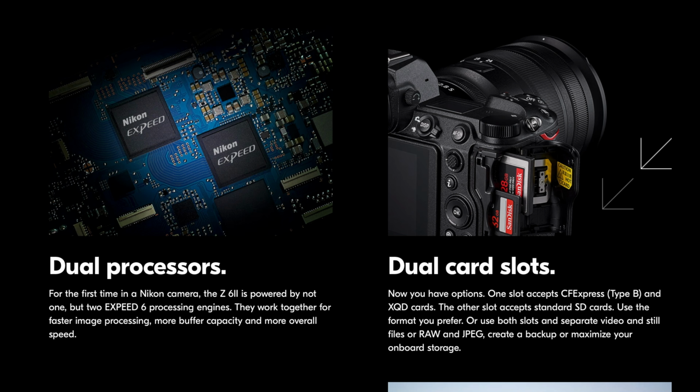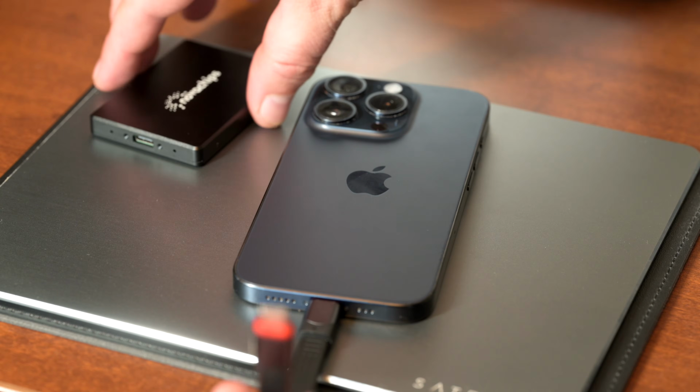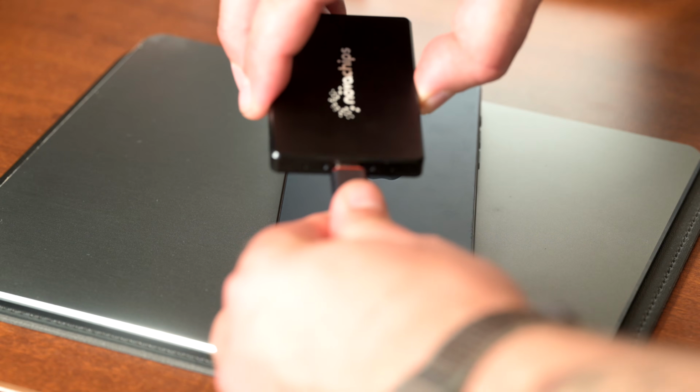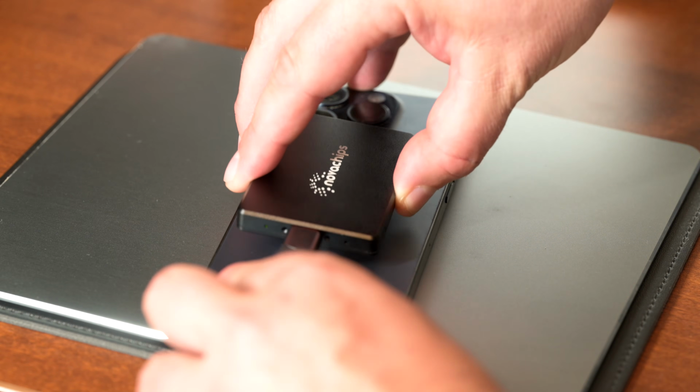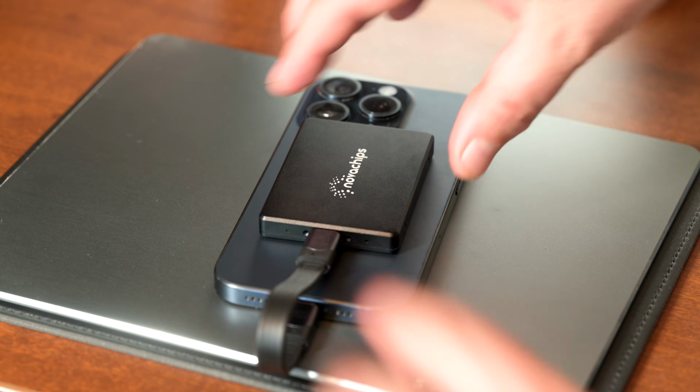The Z6 II added a second card slot, SD, and the Z6III follows suit. But none of these Z cameras, including the Z9 presently, allows redundant recording to the second card. And we can't record simply to an external drive like an SSD without something like an Atomos Ninja, which we can do with our phones these days via USB-C using something like Nova Chip's super-fast Express portable SSD.